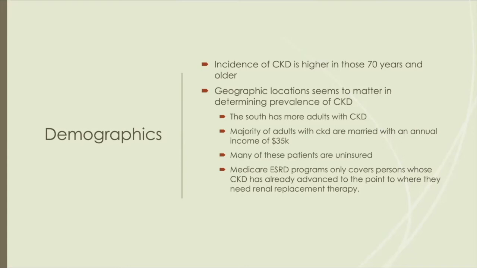The main point in this whole demographic slide is that if you have poor access to quality food and poor access to care, and you have CKD, the likelihood and the prognosis of you developing end-stage renal disease and being on dialysis is very high.